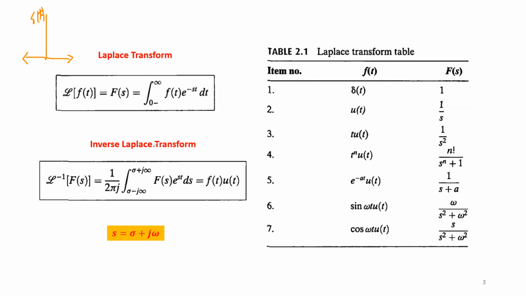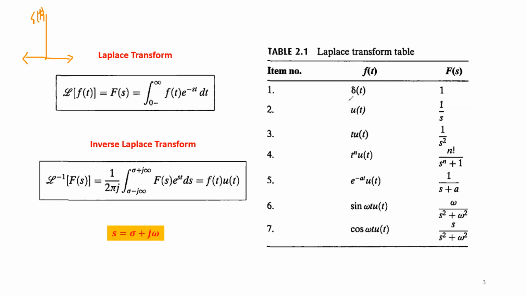If you do the inverse Laplace transform, then it is 1 over 2 pi j, integral from sigma minus j infinity to sigma plus j infinity. Here the equation is F(s) e to the power st ds equal to f(t). It is the inverse Laplace transform. You will see this later when I do the maths. Now see the table. You have to memorize the table. No alternative.